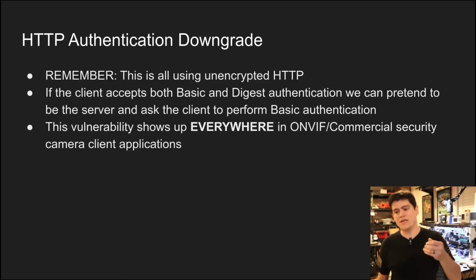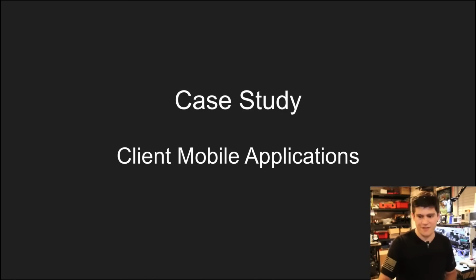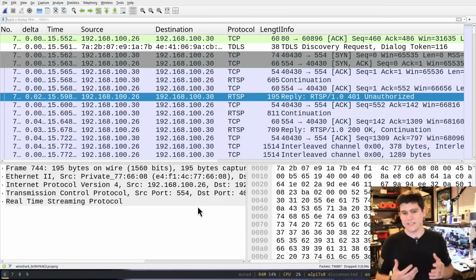Then we can force the client, we can send the client that 401 unauthenticated message and tell it to authenticate with basic, whereas the camera might only do digest authentication. It might not actually support basic authentication, but we can trick the client into giving us the clear text password to a security camera like this.